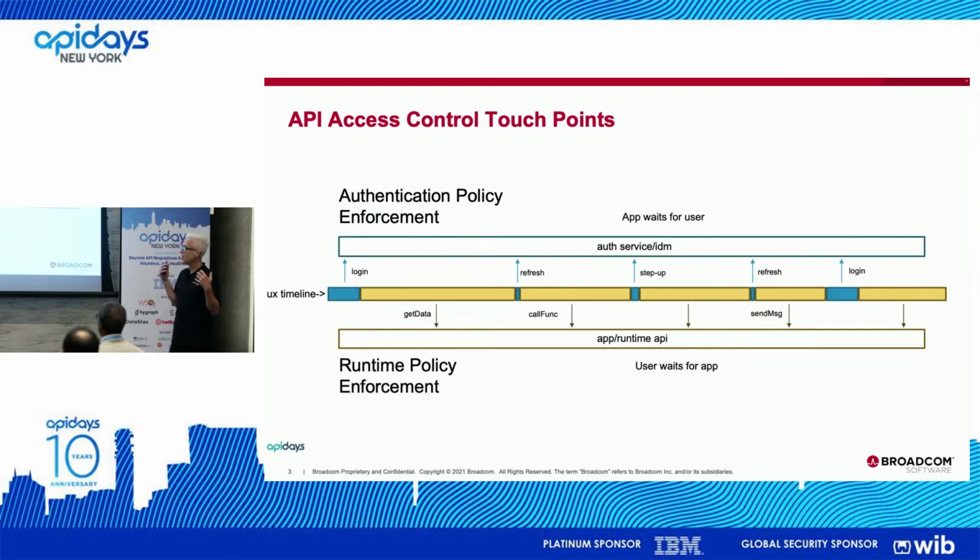If you think about a user experience journey, as I'm using an app, I'll be switching between touch points on the identity stack and touch points on what I call the runtime API stack, such as a Layer 7 gateway.